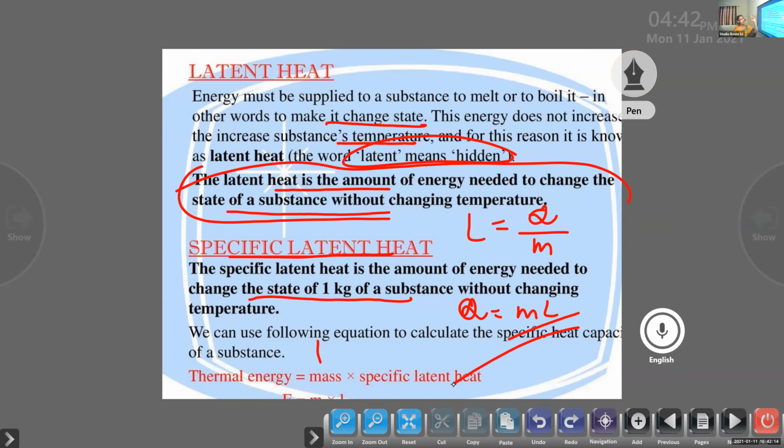So latent heat also is a constant. Each substance has a different latent heat. So Q is equal to ML, and L is a constant value.